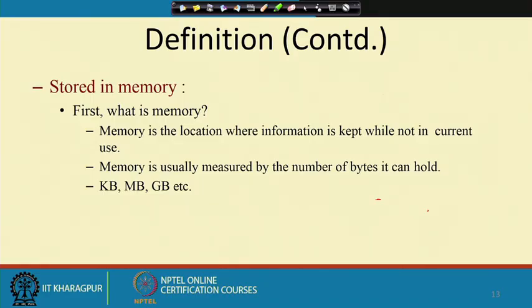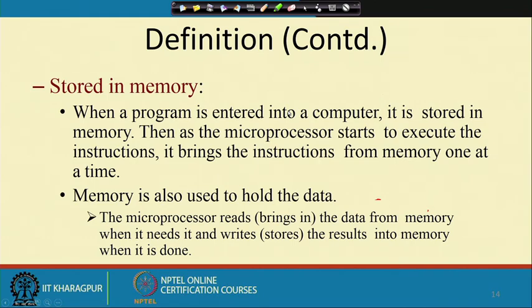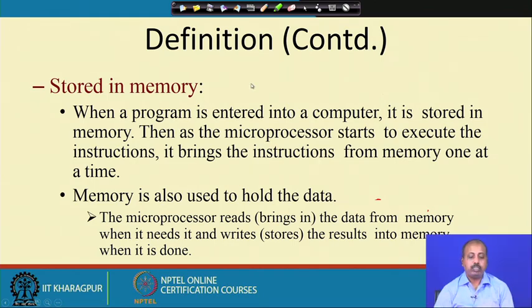They are actually stored in the memory, and we know that memory can hold a number of bytes: kilobyte, megabyte, gigabyte, etc. They are the different sizes of the memory that we have. What do you mean by stored in memory? When a program is entered into the computer, it is stored in the memory, because you cannot store the program in the processor, as the processor has only a few registers. If we used those for storing the program, then where would we store the variables and the data part of it?